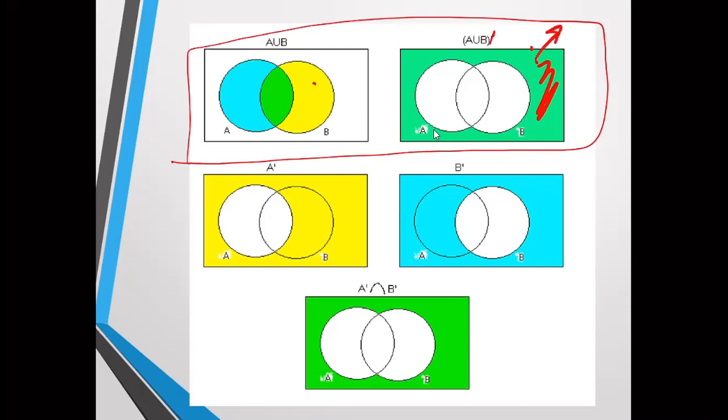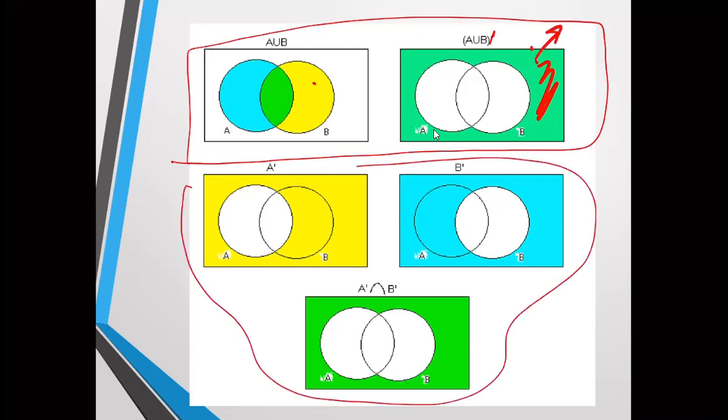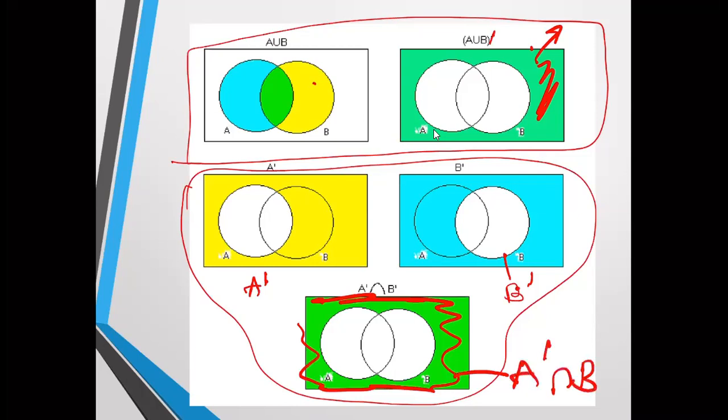Right. Now look at these three diagrams, the second set of diagrams. In the first one we have A dash. The second one, we have B dash. Now consider A dash and B dash. Finally, we will get this region as A dash and B dash.